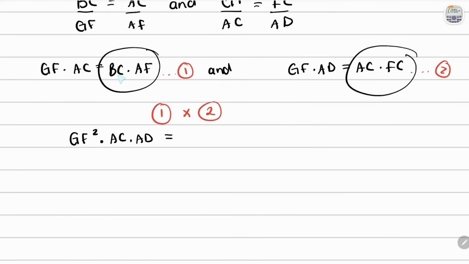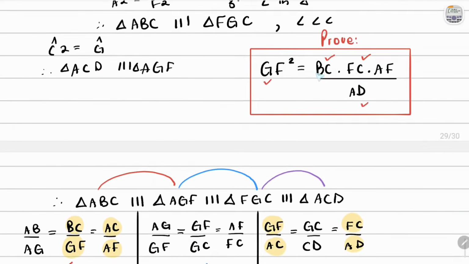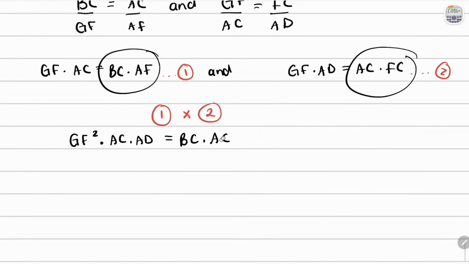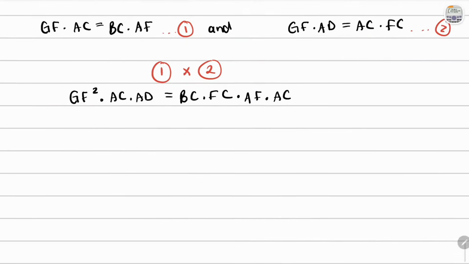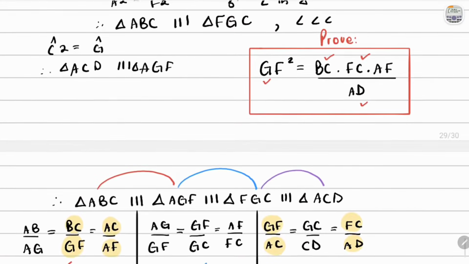So it's equal to BC times FC, times AF, times AC. We can just follow their order: they start with BC and then FC. So everything is multiplied here. We've got BC, FC, AF and AC. Everything is here. Now how do we get this to look like what we need to prove?